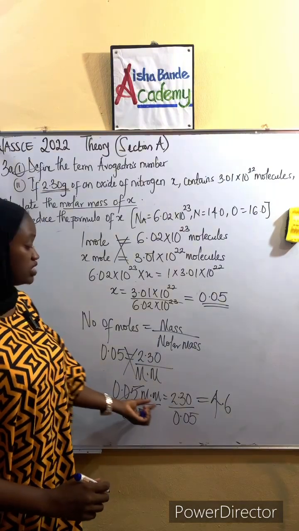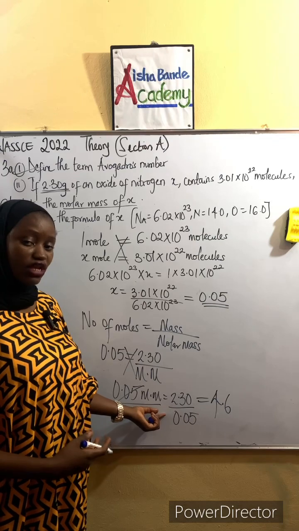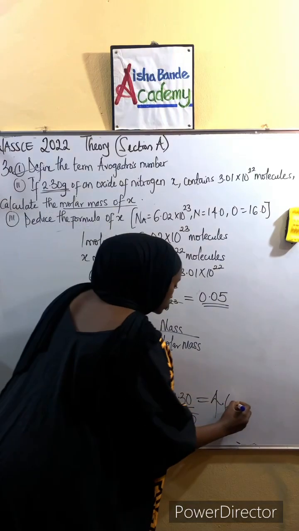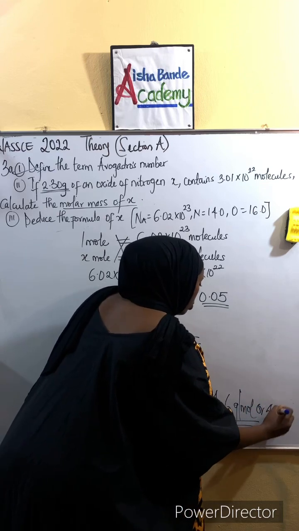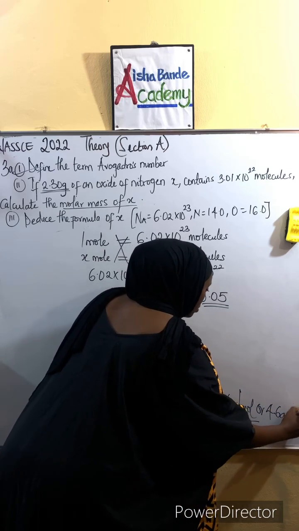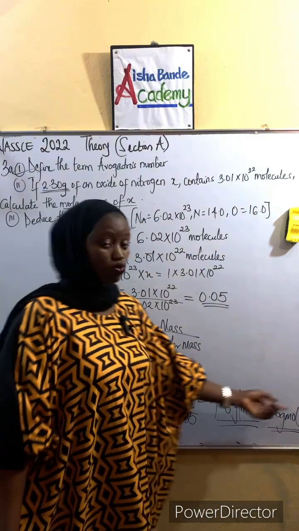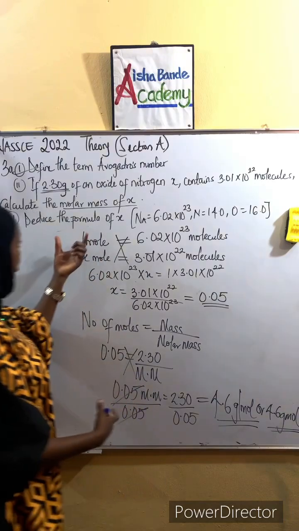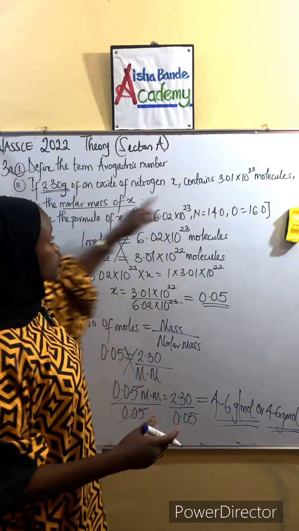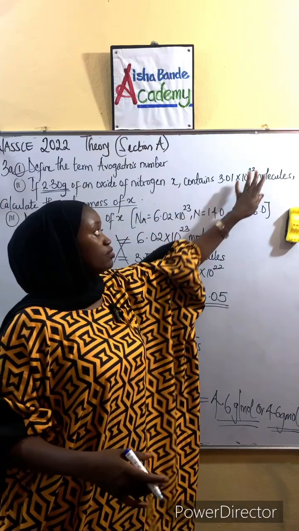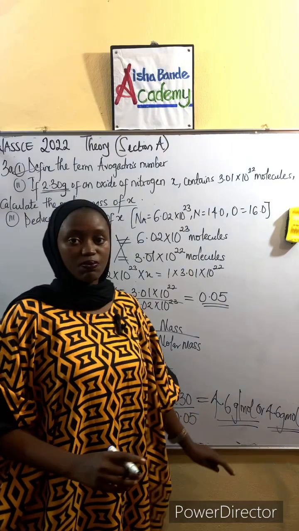Okay, since molar mass has an SI unit, the SI unit of molar mass is gram per mole. So this is going to be in gram per mole, or you can say 4.6 gram per mole. Any style you want to use to write gram per mole is correct. So the molar mass of X, given that the mass is 2.30 grams, which contains 3.01 times 10 to the power of 22 molecules, is 4.6 gram per mole.